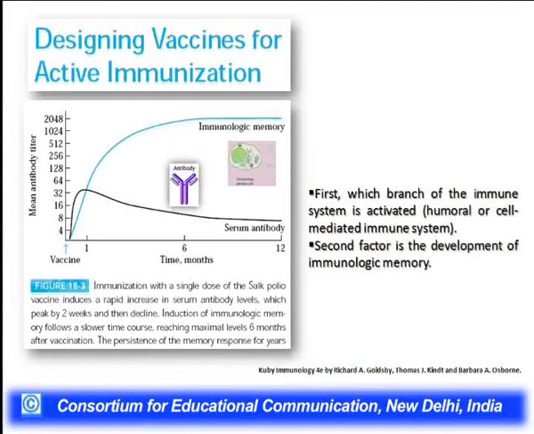So first is the branch of the immune system which is activated, called the humoral or cell-mediated immune system, and the second branch is the development of the immunologic memory, which remains in our body throughout the lifespan. Whenever there is a secondary infection in the body, they immediately recognize it and clear or wipe it out from the system.